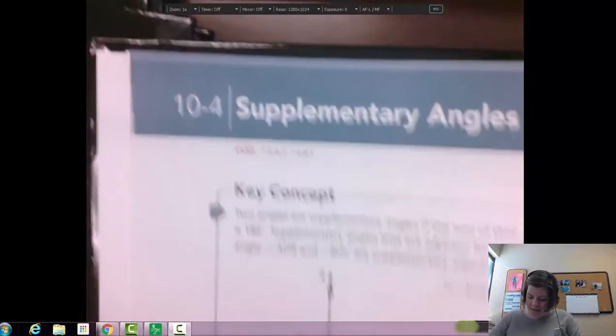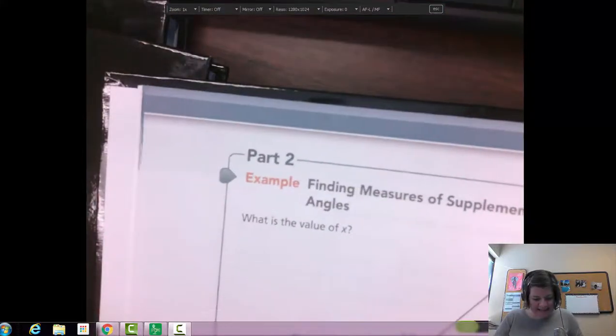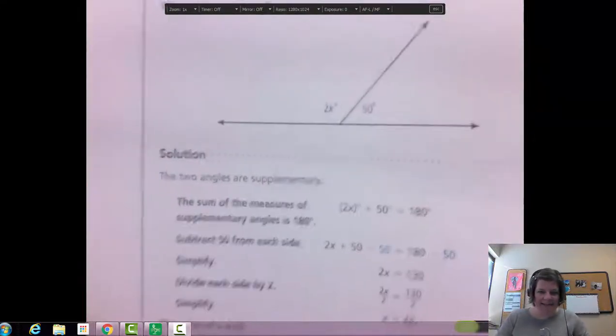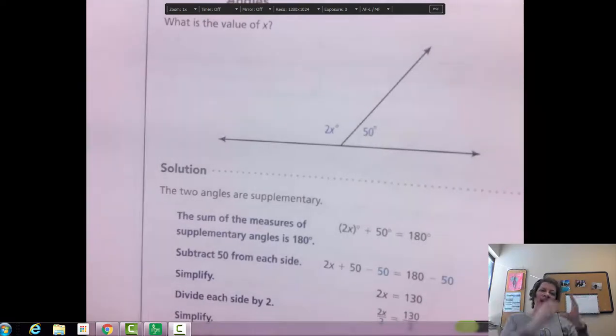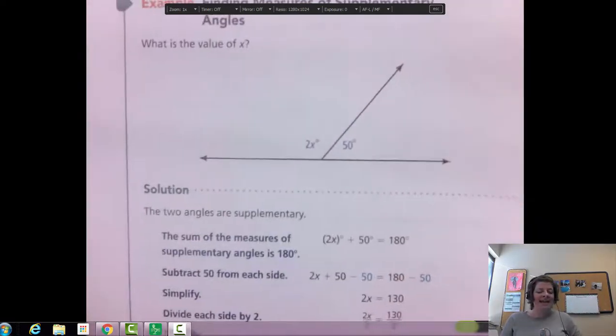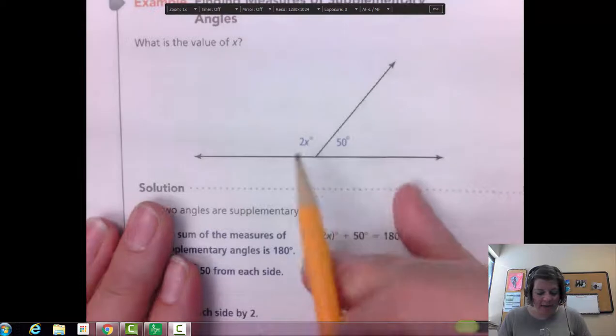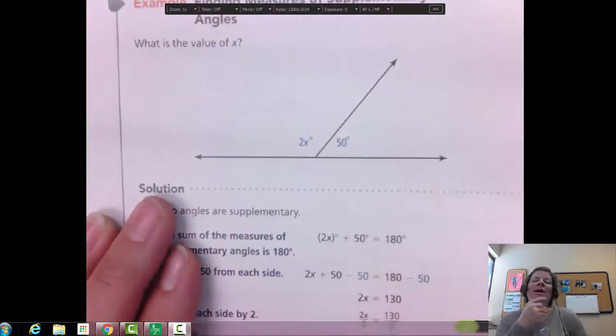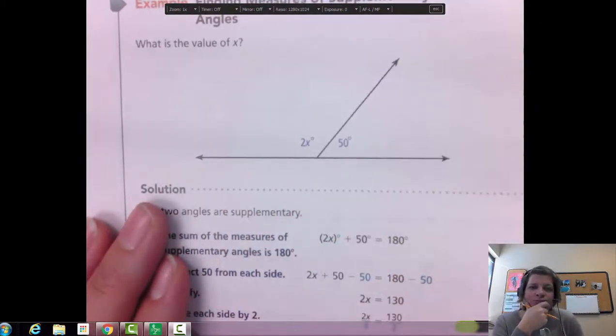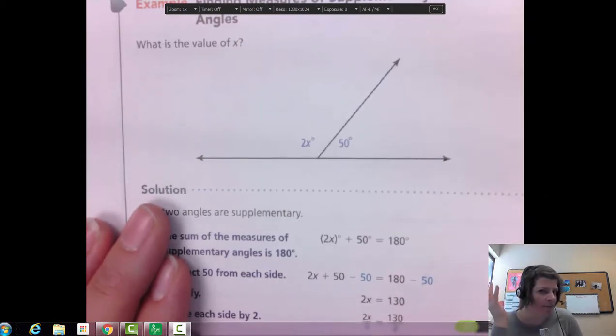And then what they'll throw at you is something like this. And this was similar to that challenge problem we looked at in the last section from the book. Look, we know it forms a line. So what do they have to add to? 180. What else could we call them? We could call that a straight angle, but we could also call it supplementary.